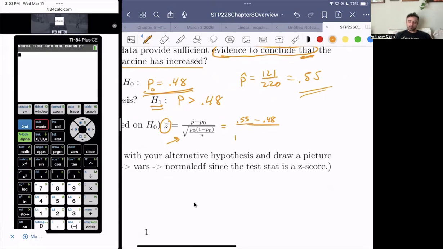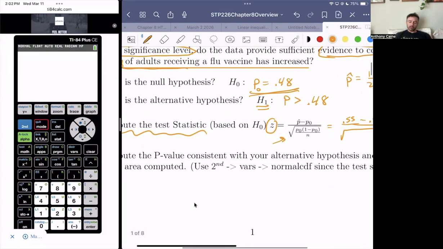Okay, divided by the square root of. And so over here, I need to do 0.48 times 1 minus 0.48, which is 0.52, divided by n, which is 220. All that goes in the square root. So I have 0.48, and then I'll just do 0.48, even though that's the same as 0.52, divided by 220. And all of that goes underneath the square root.